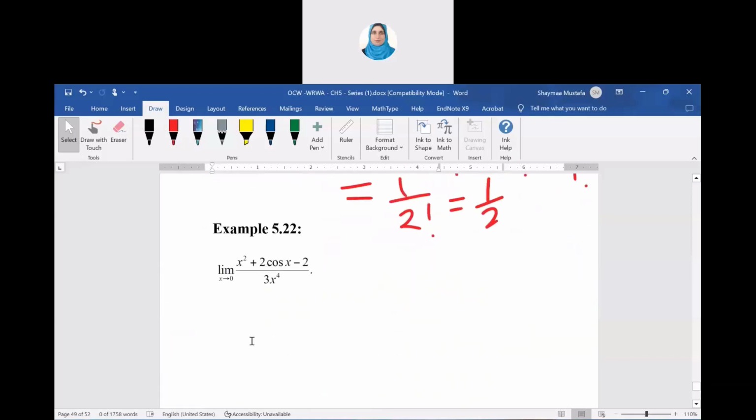By the same way, I need to find the limit for x squared plus 2x minus 2.